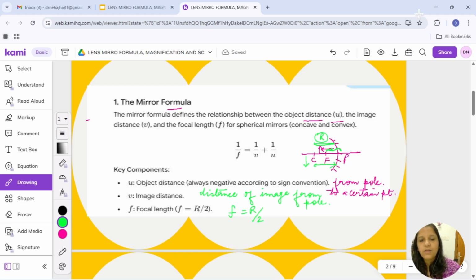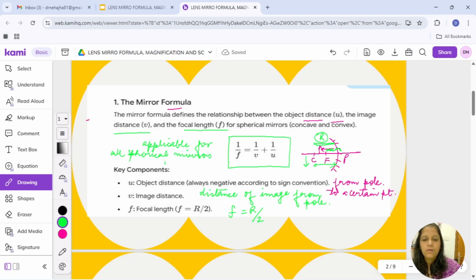Now, the mirror formula gives you a relationship between the image distance, object distance and the focal length. And it can be written as 1 by F is equal to 1 by V plus 1 by U. And it is applicable for all spherical mirrors under all conditions.